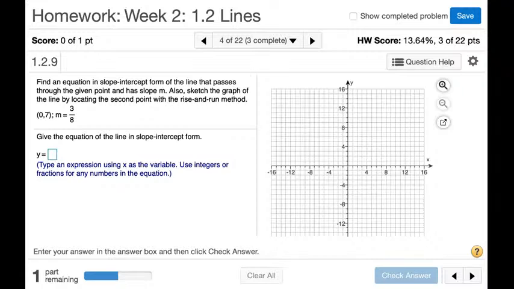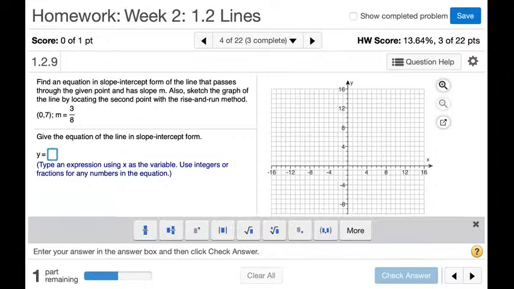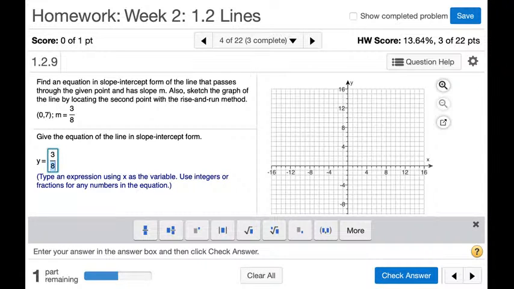It passes through the point. It says slope-intercept form. Okay, they gave us the b and they gave us the slope, so we can actually just write the answer. 3 over 8 x plus 7. Nope, that's not a plus 7. Thank goodness. Plus. Oh, I made caps lock. I'm like, why is it not showing plus?